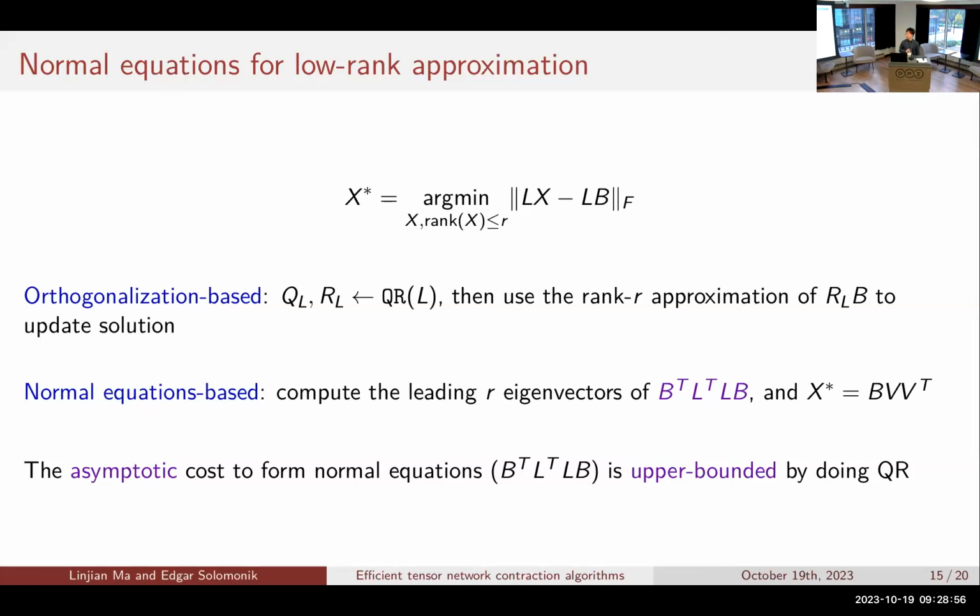For the case where L and B are just matrices, both algorithms have the same asymptotic cost. For the case where L is a tensor network and is a non-tree tensor network, then the normal equation-based algorithm is much better in terms of the cost. And we are able to show theoretically that the cost of the normal equation will be upper bounded by the orthogonalization-based algorithm in terms of the asymptotic cost.